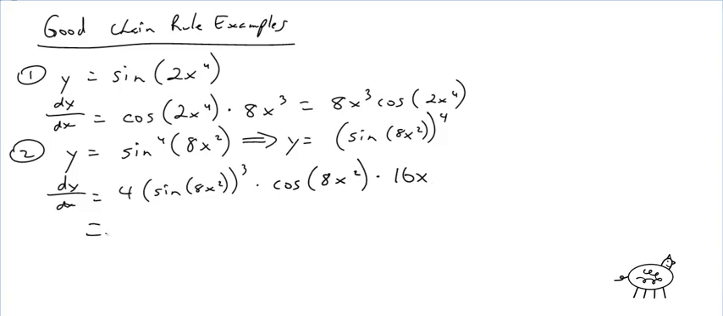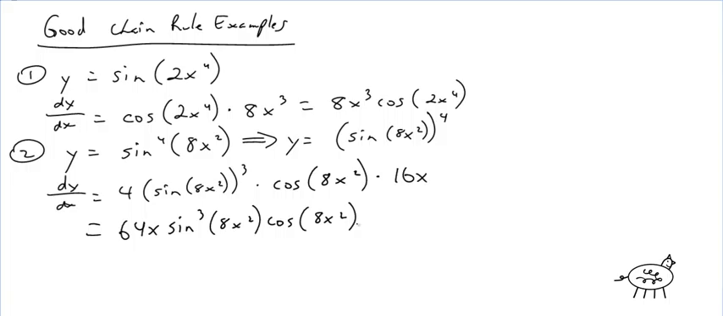Okay? And then you kind of put everything together to make it nice and clean, and you get 4 times 16, so you get 64x sine cubed of 8x squared cosine of 8x squared. Okay, and that's your answer. All right, but you got to make sure you do all the derivatives.